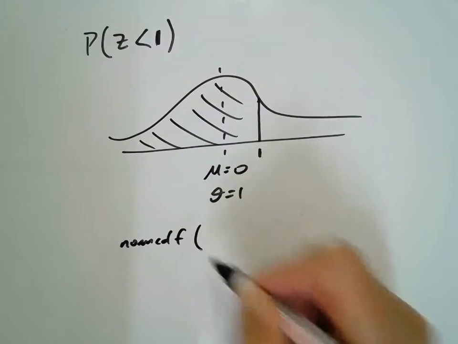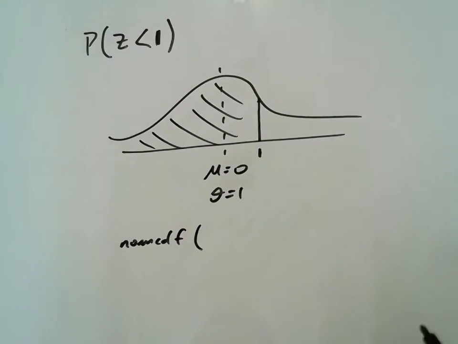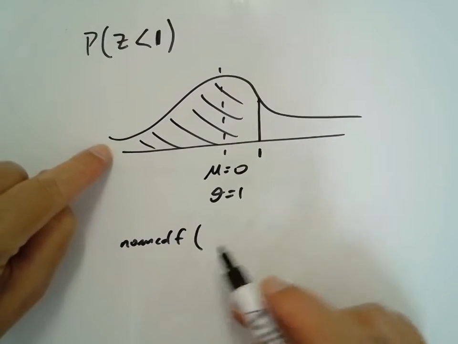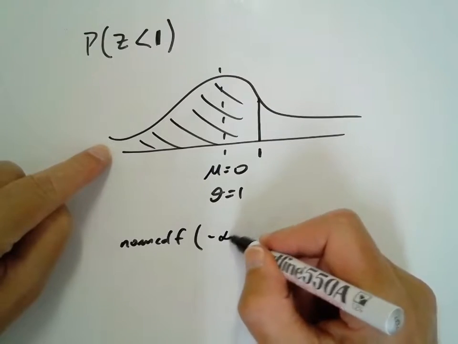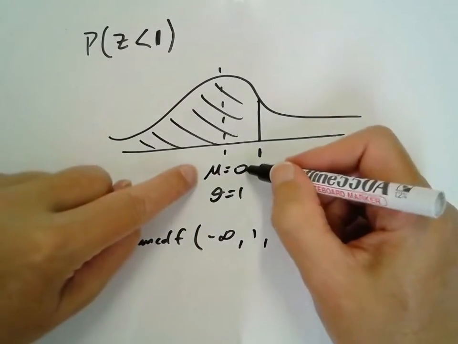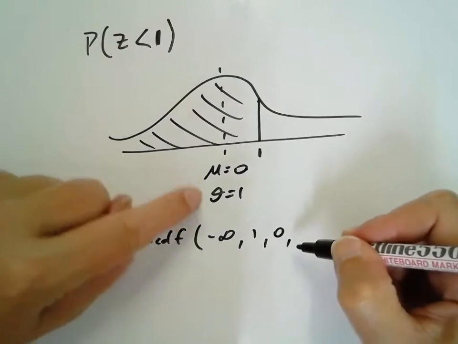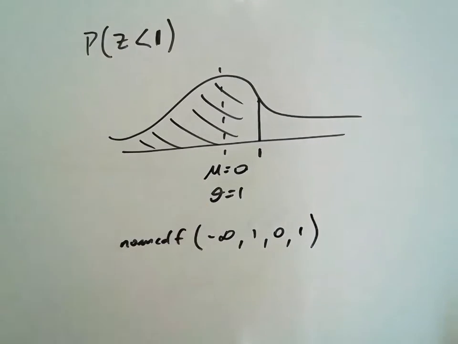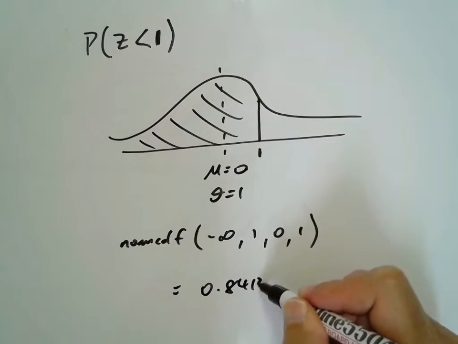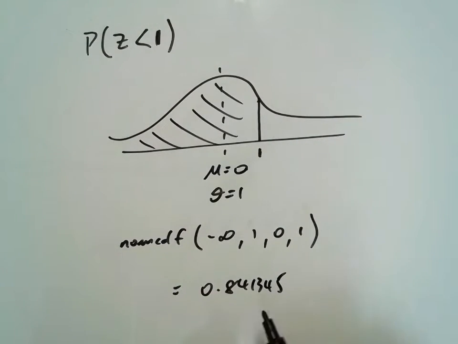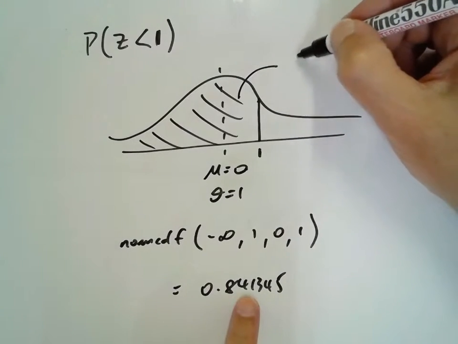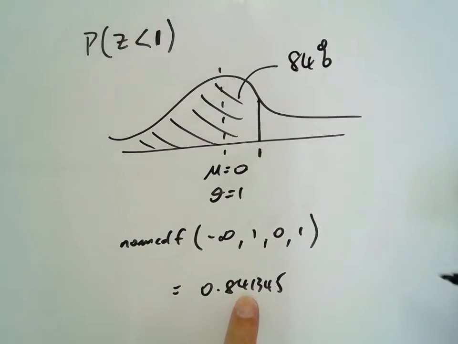We're going to use our calculator function, norm CDF. We're going to put it in the order inside the brackets of our minimum boundary, which is -infinity, to our top boundary, which is 1, then our mean of 0 and a standard deviation of 1. And a calculator is going to spit back 0.841345. Let's put that into context. Let's say that's approximately 84%.